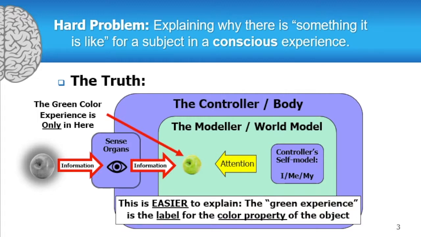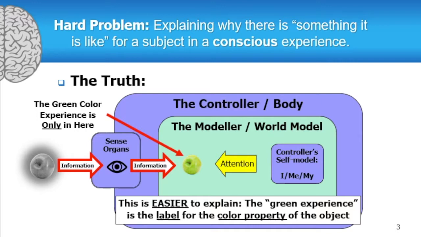The green experience is the label for the color property of the object. And everything is completely arbitrary in here. So not only is the green experience made up by the modeler when it's creating the model of the world, but the experience is also made up by the modeler. The experience is a property of the attention mechanism there. The attention arrow there has that property of experience, and it's just made up by the modeler. So I don't think this is a really hard problem in this model.